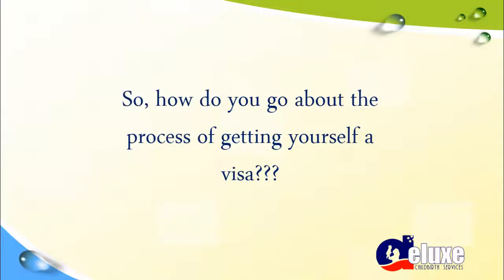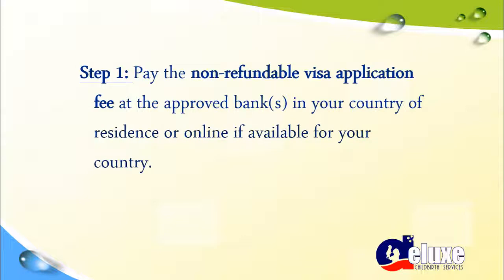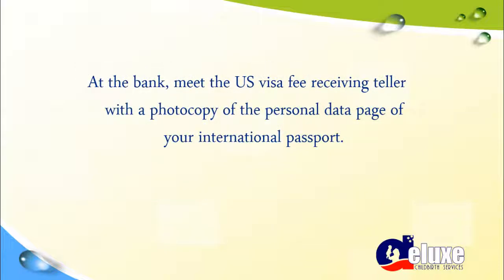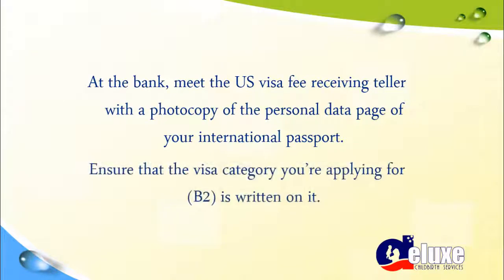So how do you go about the process of getting yourself a visa? Step 1. Pay the non-refundable visa application fee at the approved banks in your country of residence, or online if available for your country. At the time of this recording, the visa fee is $160 per person. At the bank, meet the U.S. visa fee receiving teller with the photocopy of the personal data page of your international passport. Ensure that the visa category you're applying for, B2, is written on it.